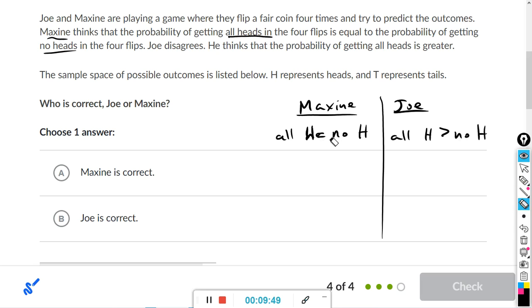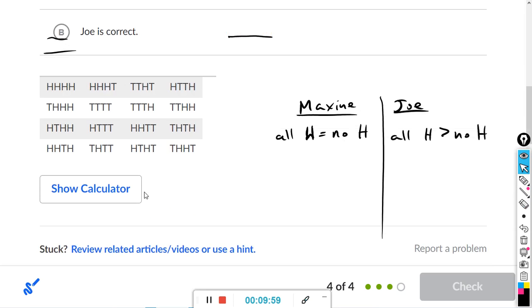All right. Maxine says all heads equals no heads. So let's see. All right, we're talking probability here. So for all heads, how many options do we have for all heads? Just one, right? Okay. And we see the total is 16. The total number of options is 16, but it doesn't matter. For the probability of all heads, it's just going to be 1 divided by the total, right?